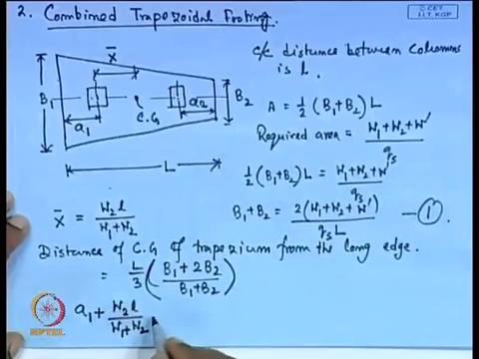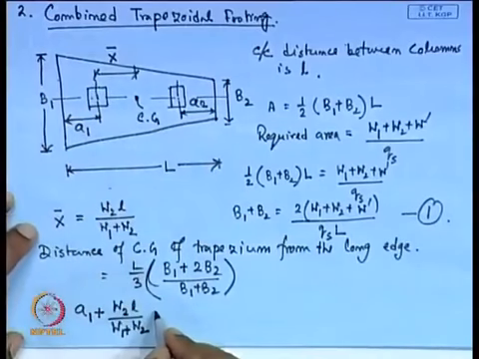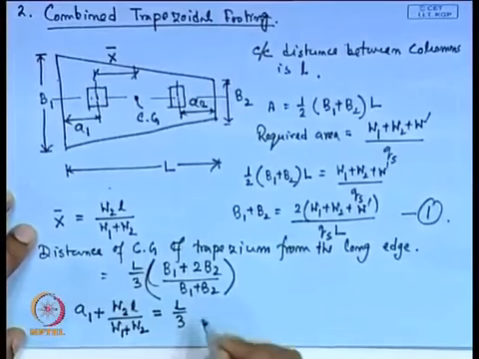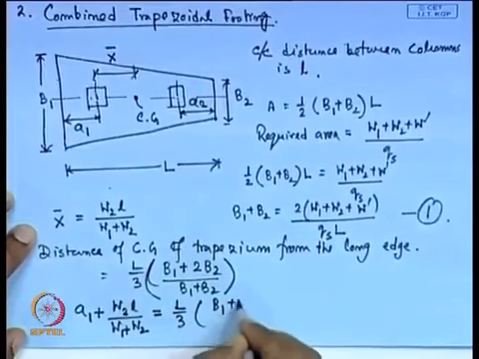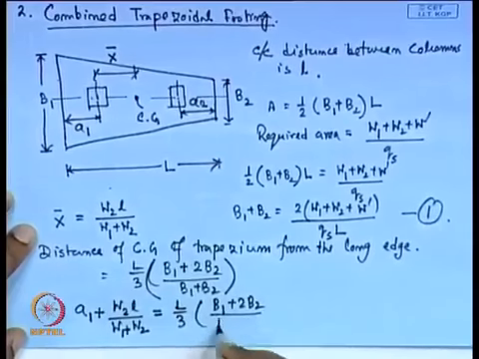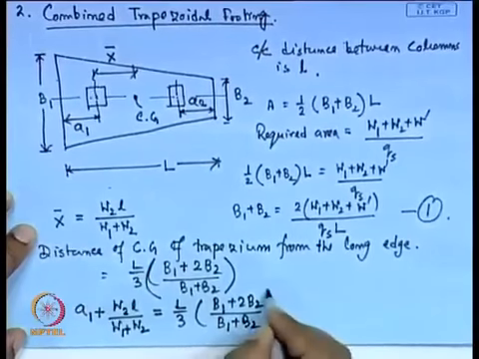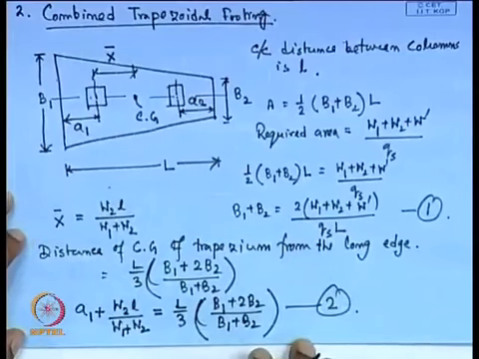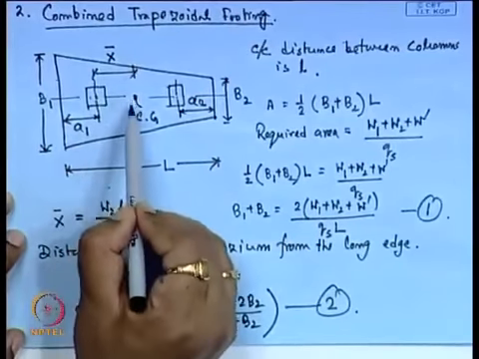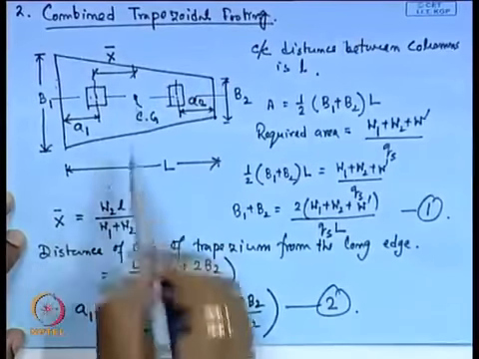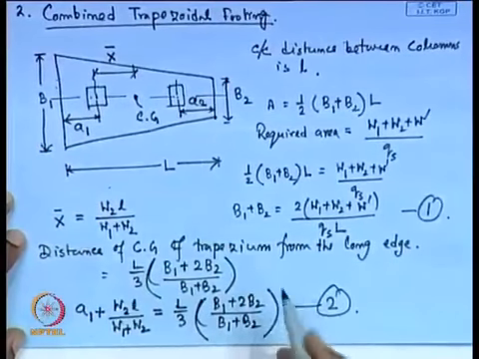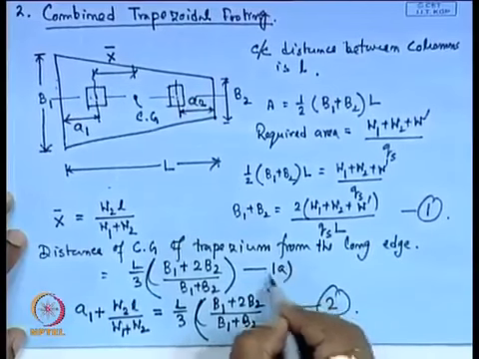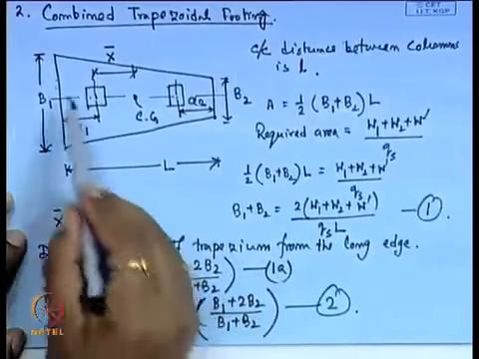So, W1 plus this x bar, that is equal to this distance, L by 3 times (B1 plus 2 B2) divided by (B1 plus B2). So, this is another expression, say expression number 2, because here the distance from this C G from the long edge is given by this expression, or you can write this is expression number 1A. So, this expression number 1A is given by this value.